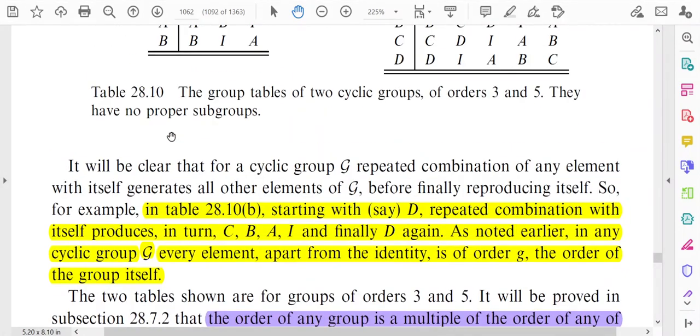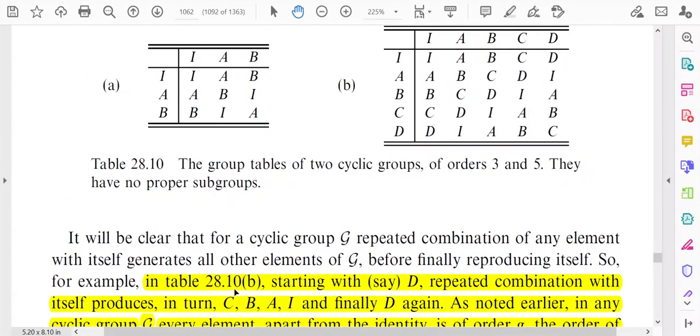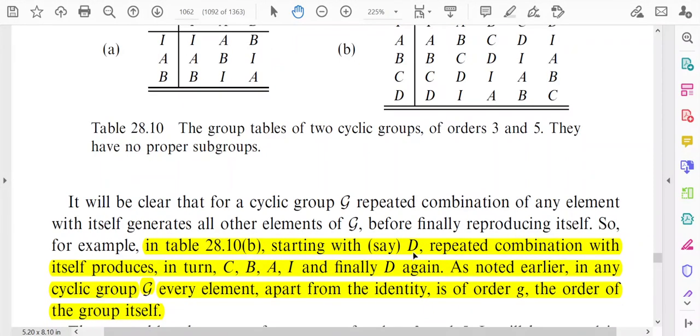Now, it should be mentioned that if you look at this table, 28.10b, and start with a particular element such as d, it is some power of x. If you repeatedly combine it with itself, that is d into d, then d into d into d, that is d square, d cube, step by step, then ultimately it will give you the values c, b, a, I, and finally d again.